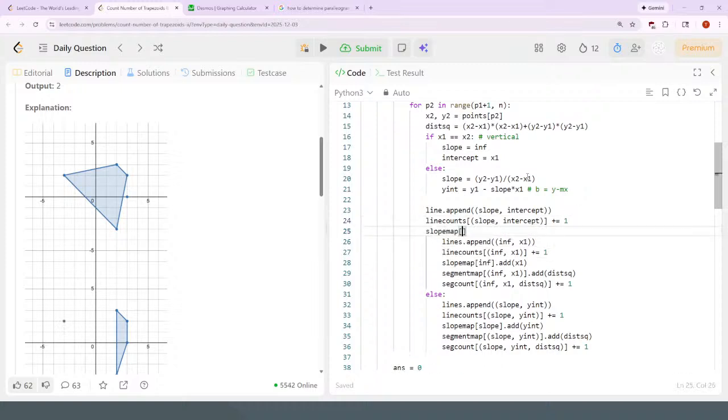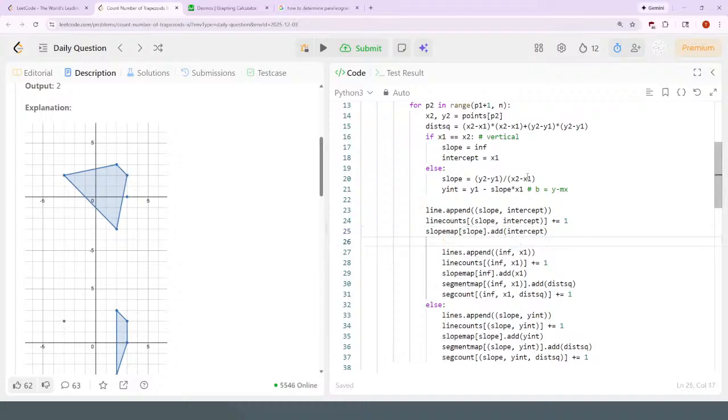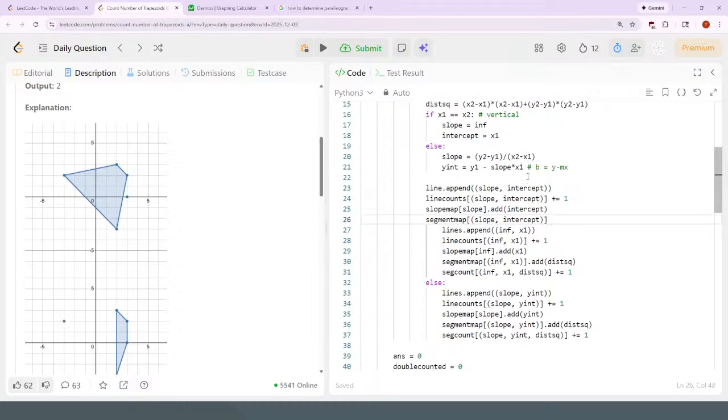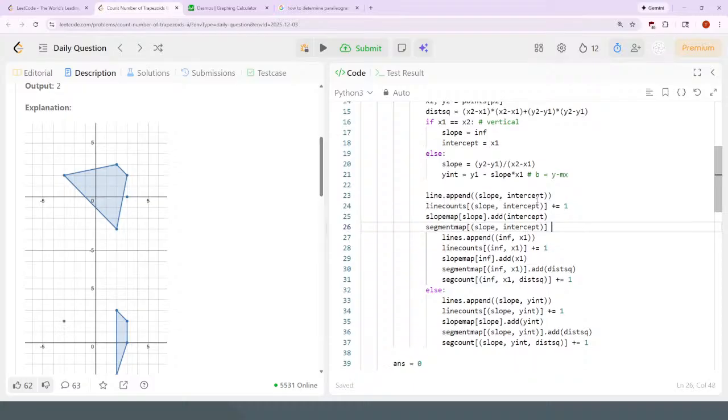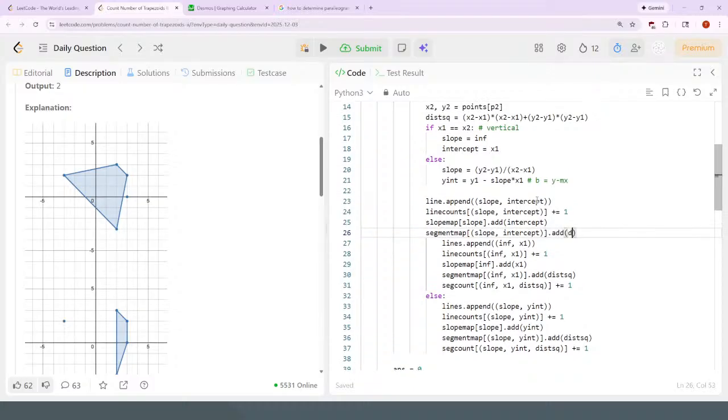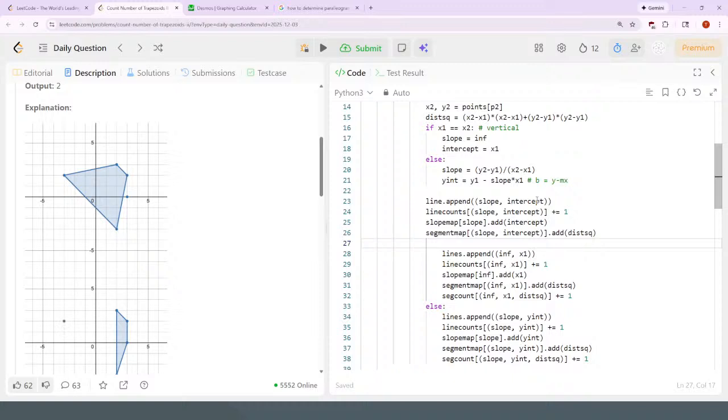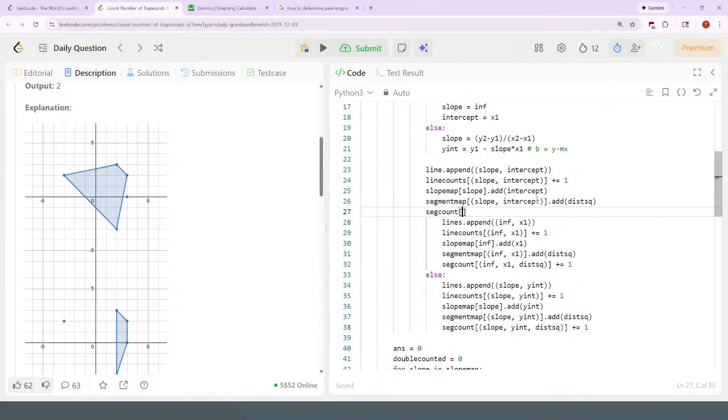And then slope map for this slope adds this intercept. And then segment count, segment map for this slope and intercept combination. I need to actually calculate the distance. No, the distance is already calculated there. And the distance squared. And the segment count for the slope, intercept, and distance squared combination increments.